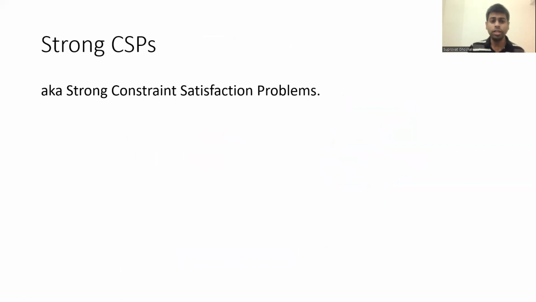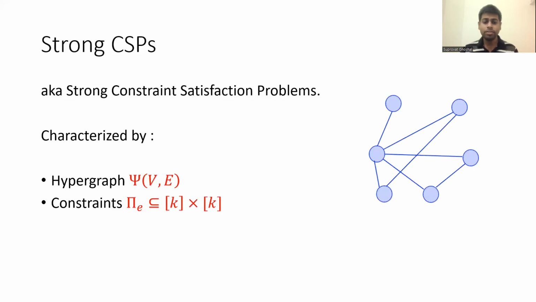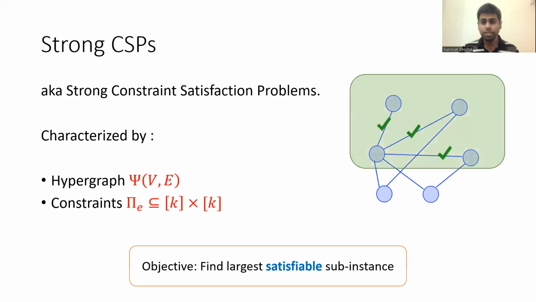Now, in this work, we deal with a slight variant of max CSPs, which are called strong CSPs. So, what are strong CSPs or strong constraint satisfaction problems? Well, they are still defined in terms of a constraint hypergraph. And then we have the usual notion of an edge being satisfied by a pair of labels. But then the objective here is slightly different. The objective is to find a largest induced satisfiable subinstance.